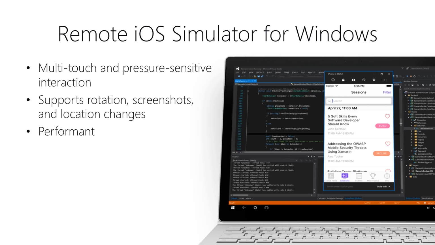So this is a great feature, but you know what? What's even better is touch screen support. Most modern Windows computers have a touch screen, and the remote iOS simulator lets you touch the simulator window to test user interactions in your iOS application. And this is awesome. I mean, you can't even do this on your Mac.